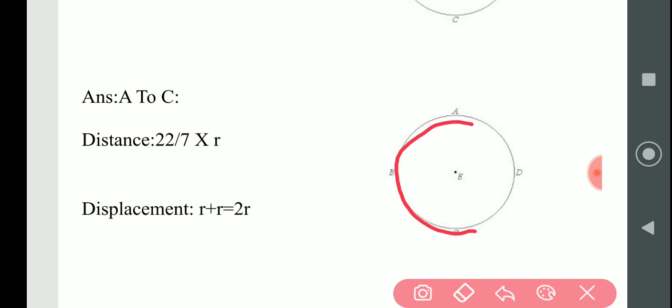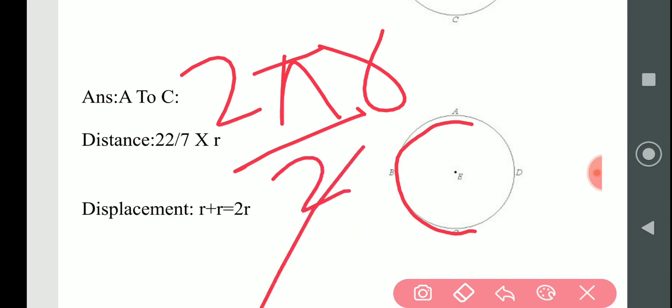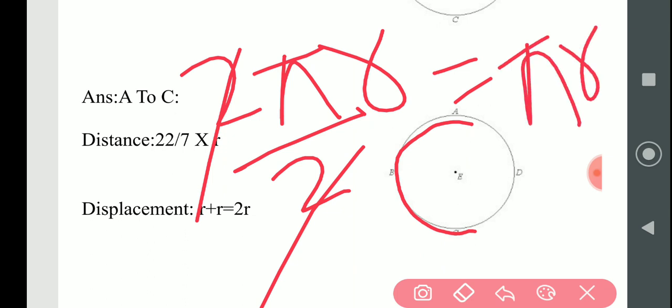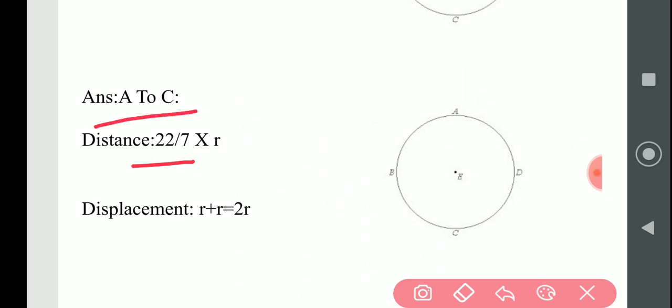We know that the length of the complete circle is given by 2 pi r, which is the circumference of the circle. So half of the circumference of the circle gives AC. So 2 to 2 cut, left part is pi into r. So the distance between A to C, which is half the circle, is given by pi r. Pi also we can write as 22 by 7. So distance of AC is equal to 22 by 7 into r.